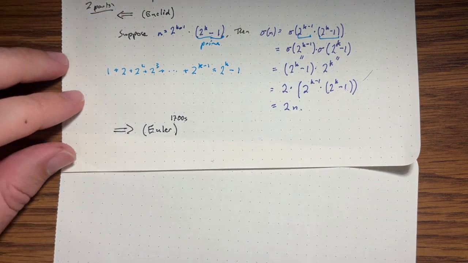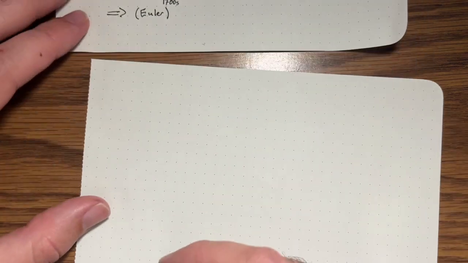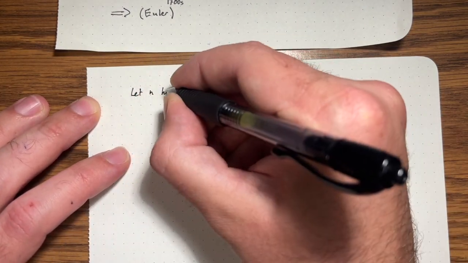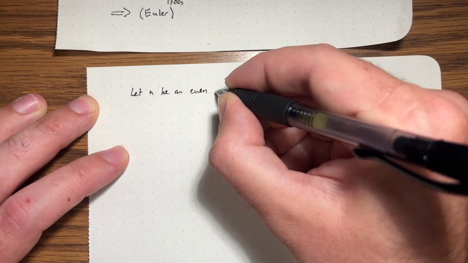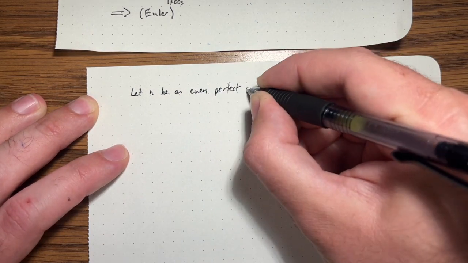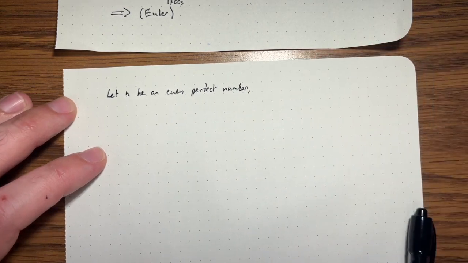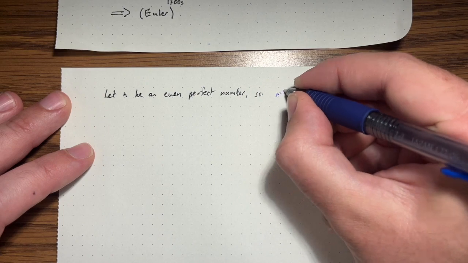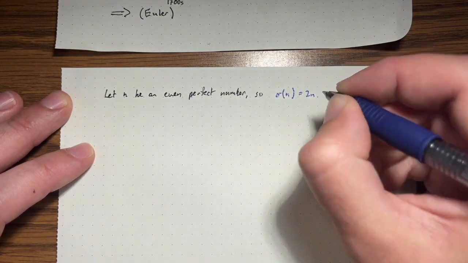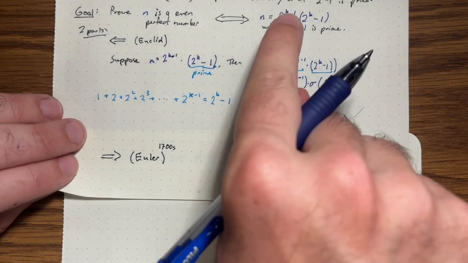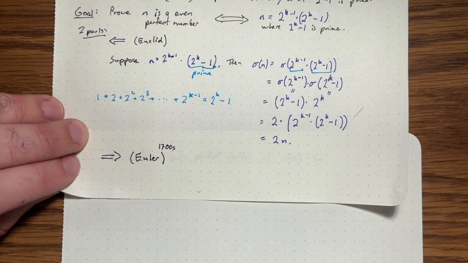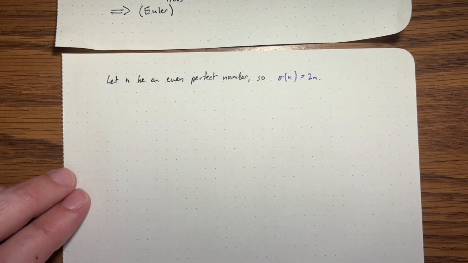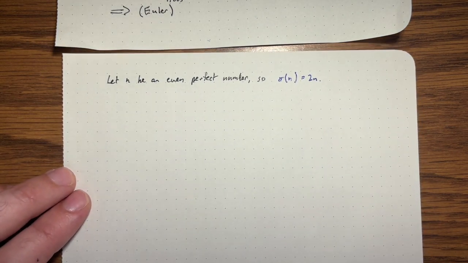So all we know is, let me write out maybe the first step. So let's start by, let n be an even perfect number. What does that mean? All it means is, well, n is even, and also sigma of n is 2n. My goal is to show this, that n has to look like this. Yeah, I'd encourage you to pause the video, give it a thought.